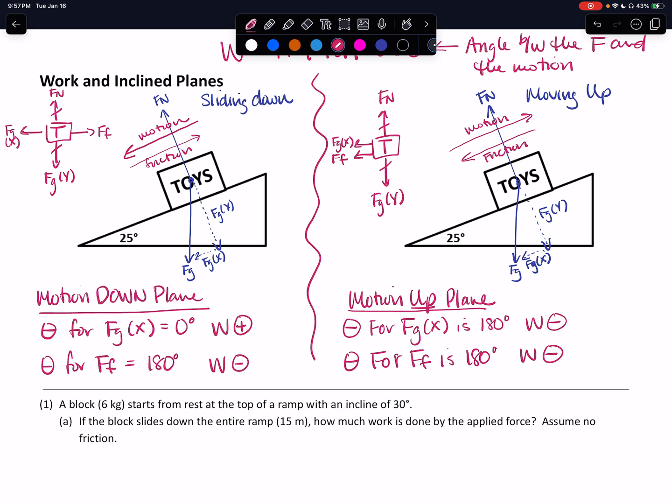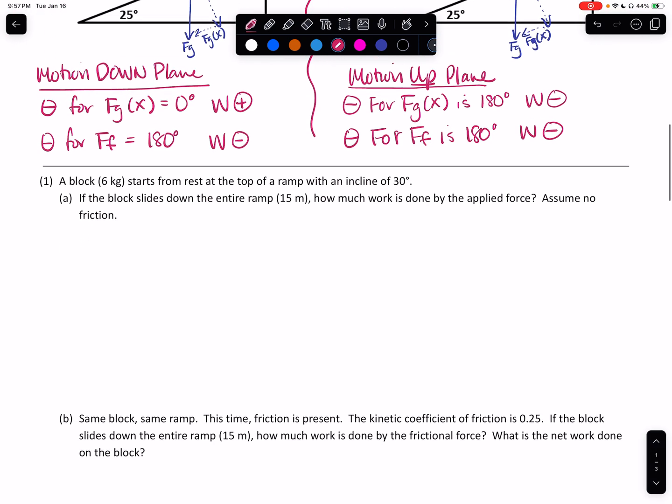But then both of those situations also play into our work values. We're going to get positive work for FGX if it's sliding down and negative work for FGX if it's sliding up. All right, you'll notice that the frictional force is negative in both situations, which makes sense because it's working against the motion. Okay, so let's try a couple problems.